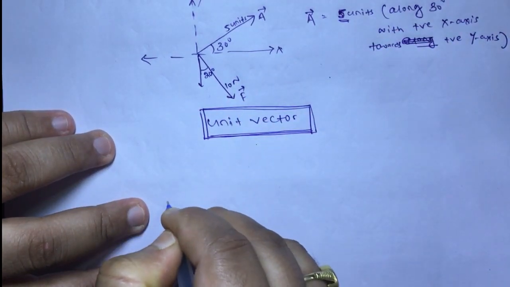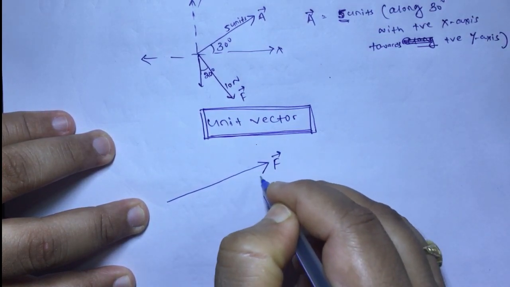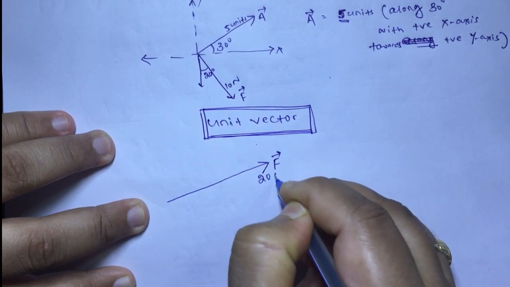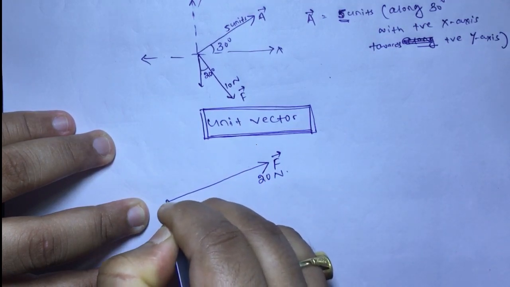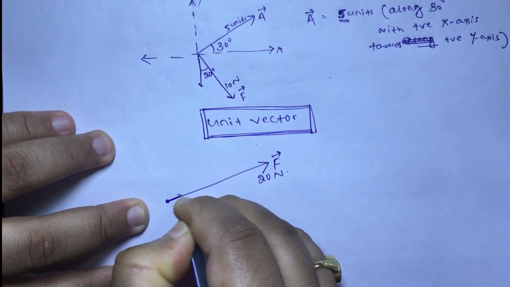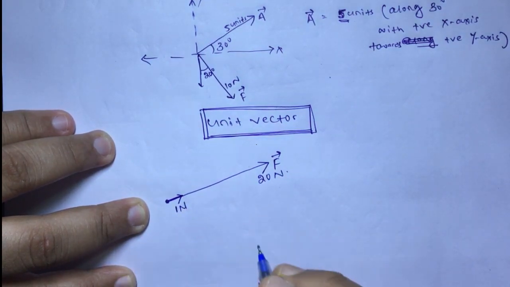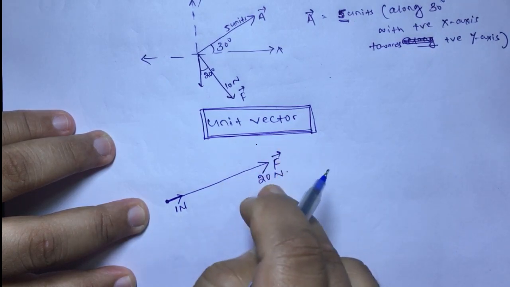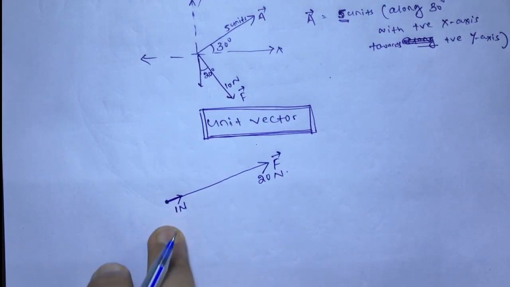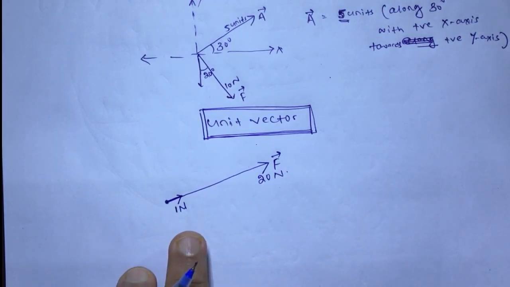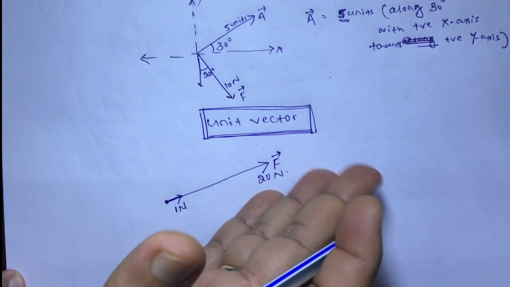What is a unit vector? If this is a force vector, F vector, of magnitude let us say 20 Newton, then the unit vector of F vector is a vector which is along the same direction as F vector and has a magnitude of 1 Newton or 1 unit. If it is 20 Newton, 10 Newton or 30 Newton, it does not matter. But my unit vector must have a magnitude of 1 unit. That is why the name unit vector. And its direction must be along the direction of the F vector.